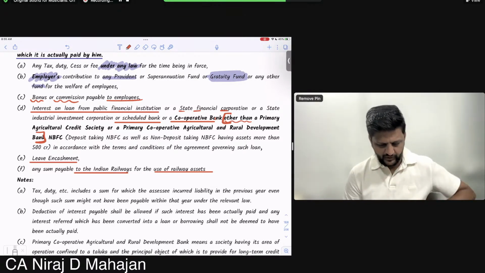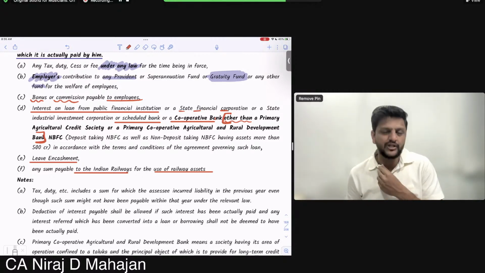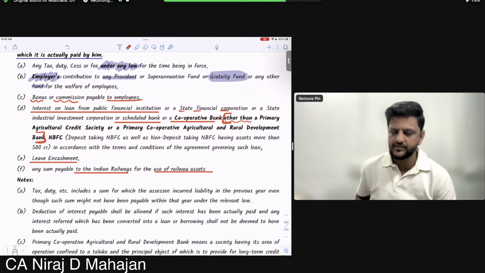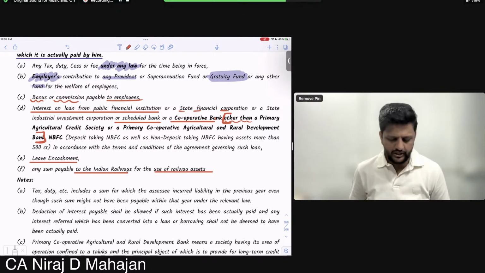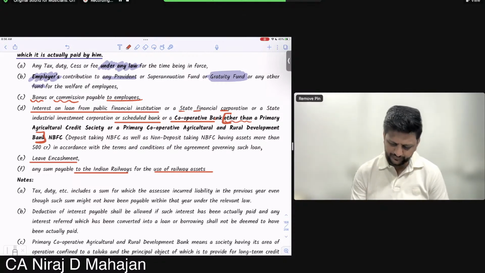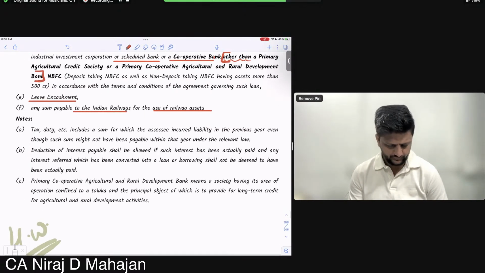Okay, then NBFC, whether deposit taking as well as non-deposit taking NBFC, having assets more than 500 crores, etc. So again, if the interest is payable to such an NBFC, it has to be actually paid to claim the deduction. Fine till here? Done all of you?